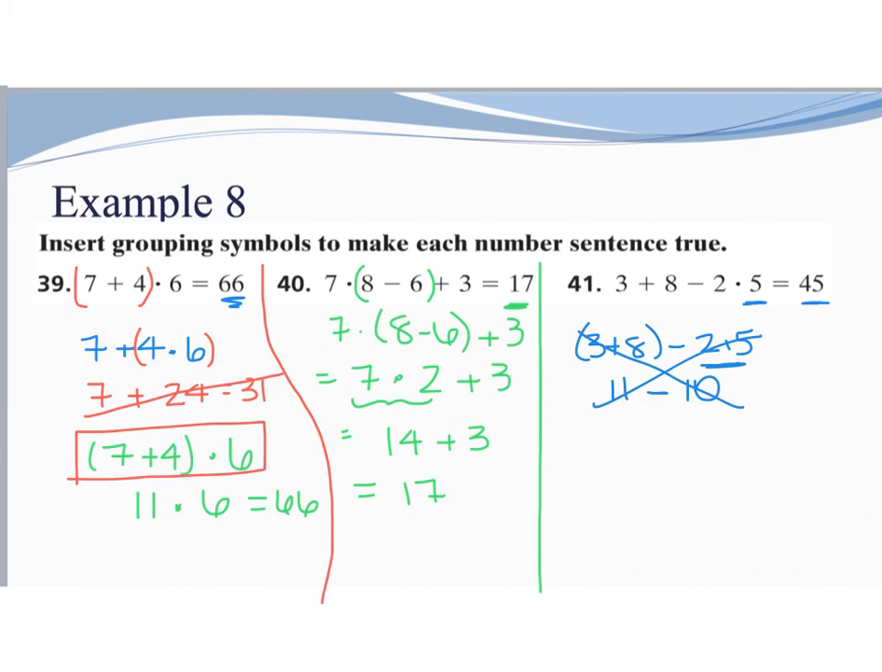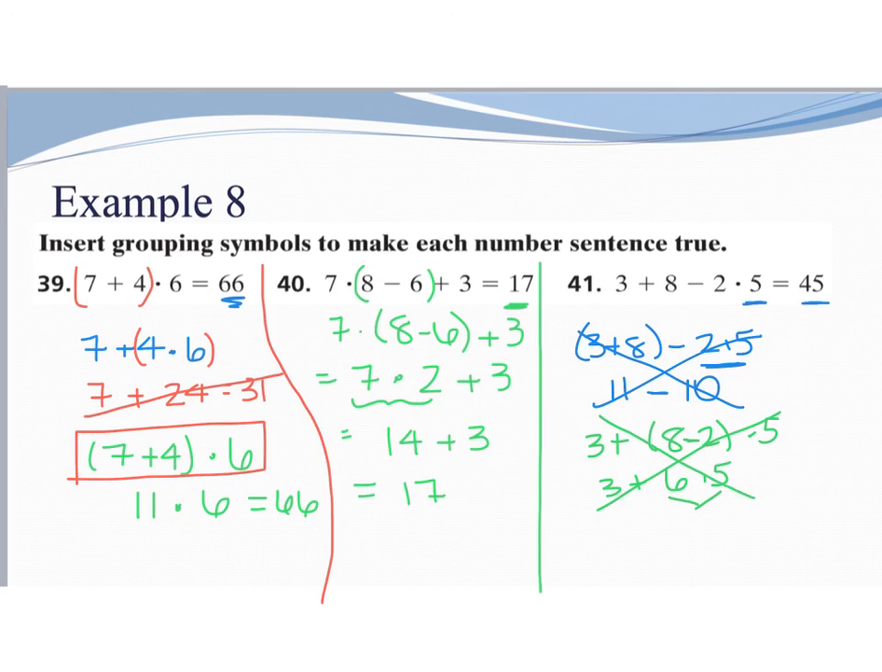Now I'm going to try something different. I noticed that regardless of where I put my parentheses, so even if I put them around the 8 minus 2, I end up with 3 plus the quantity of 8 minus 2. And then I'm going to multiply that by 5. Well, 8 minus 2 is 6. So I would end up with 3 plus 6 times 5. Then I have to do multiplication here. 6 times 5 is 30, so that still is not going to help me.